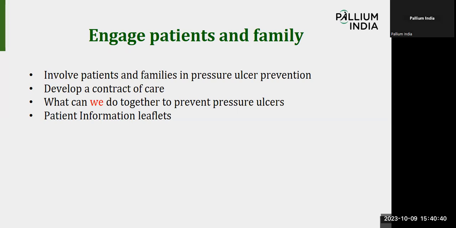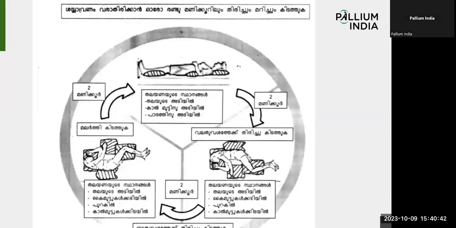Patient information leaflet, this is a Malayalam leaflet. So we can take this kind of leaflet in the home visit, and we can suggest that whenever the patient is in the bed, every 2 hours we change the position from one to another. That is, if for 2 hours the patient is in supine, we can change to the right side lying, then to the left side lying. This kind of leaflet makes it easy for the patient to remember what we have suggested them to do, right?